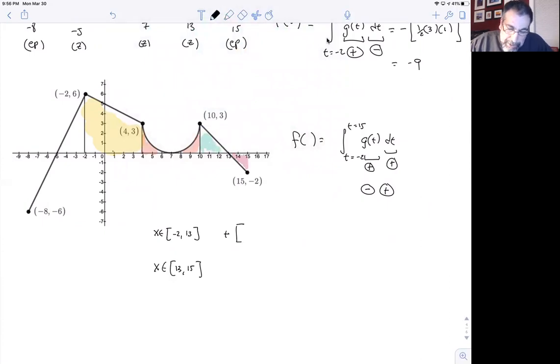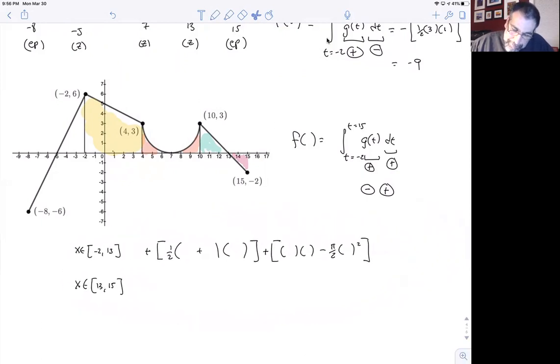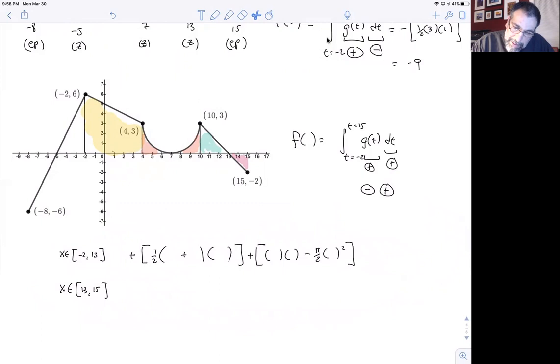From -2 to 13, the first shape we've got is a trapezoid. So that's the average of the bases times the height. That's the first shape we've got. The next shape we've got, and again, these are all positive based on the sign analysis, is a rectangle, base times height, minus a semicircle, 1/2 pi r squared. And then the next shape we've got is a triangle, which is going to be 1/2 base times height.